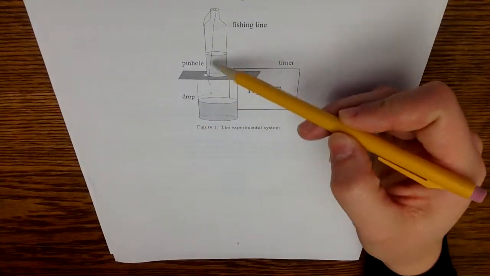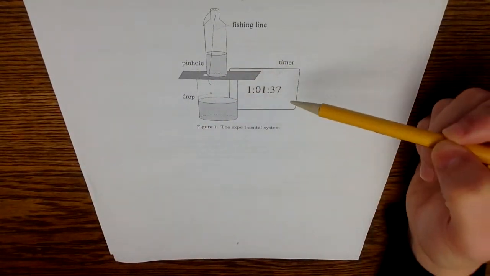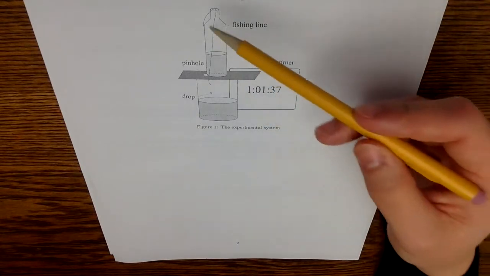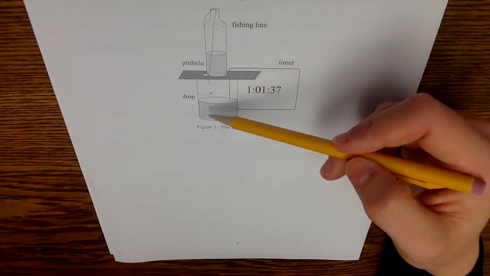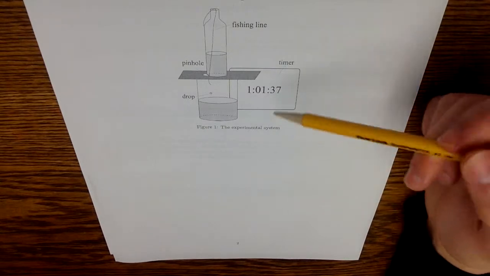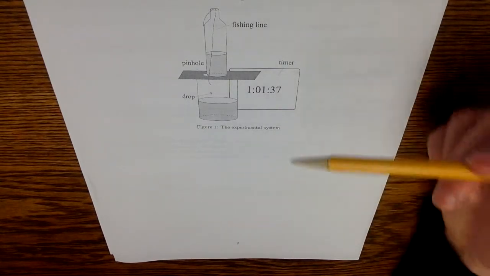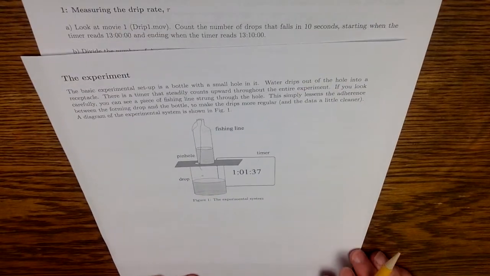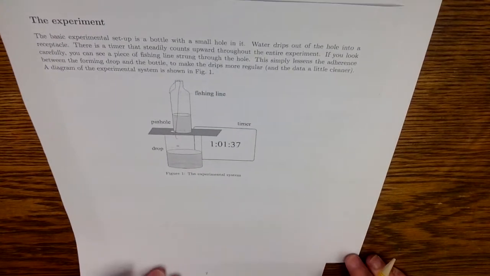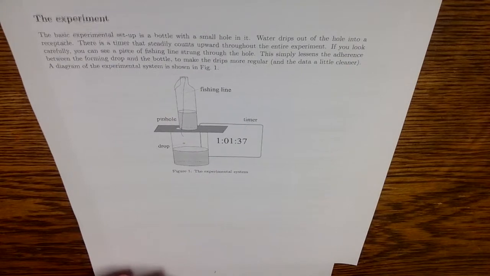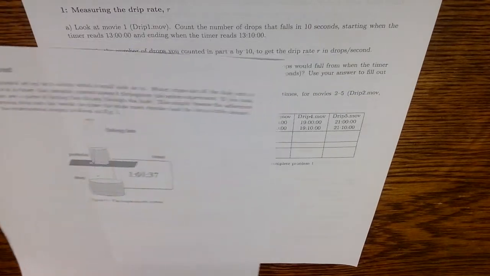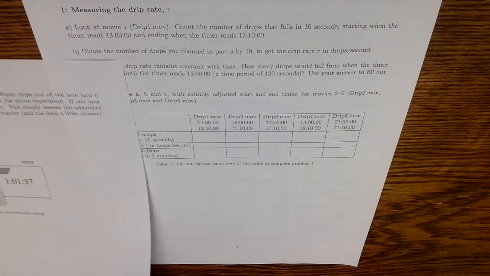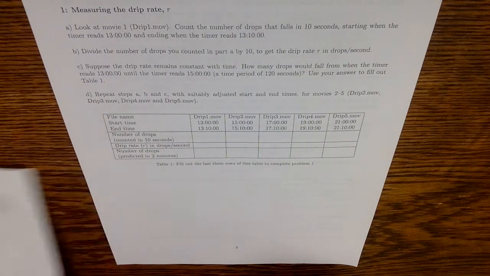We had water dropping into a basin, and we were timing, and we wanted to keep track of how many drops had dropped based only on the rate. So we kept track of the rate, and you counted how many drops dropped in 10 seconds over 5 intervals, and then worked out the drop rates, and then worked out how many drops you expected to have fallen in 2 minutes for each of those.